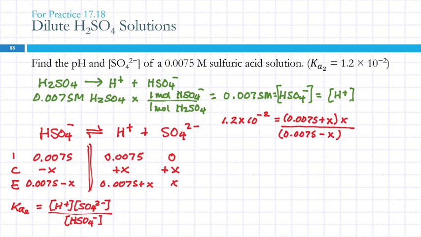0.0075 plus X, times X, over 0.0075 minus X. X equals 0.003854. Anybody else get that number?